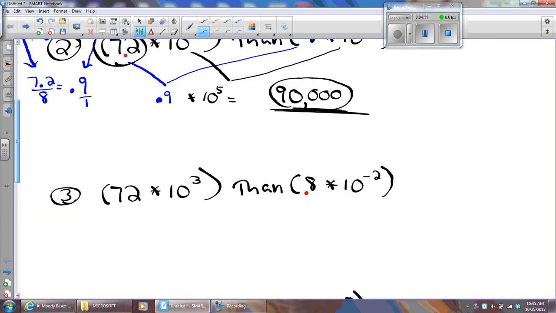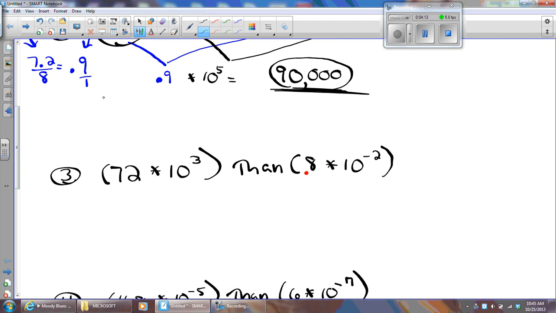Okay. Now, how do we do it when it's 72 divided by 0.8? Well, I know that 72 divided by 8 is 9. But what's 72 divided by 0.8?